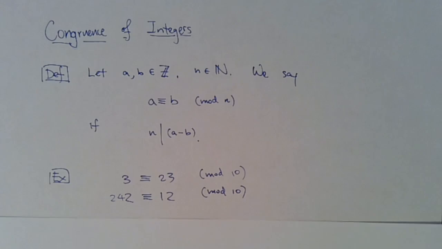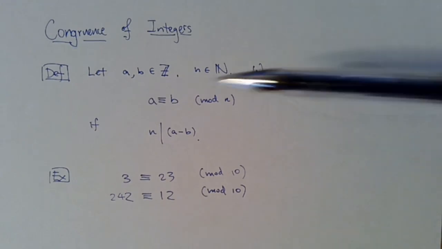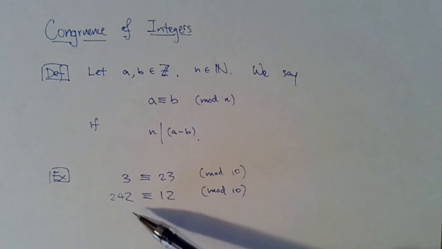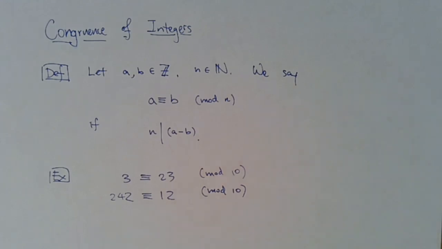Now, one way to think about it is that when divided by 10, the remainders are the same. So here the remainders are 3, and here the remainders are 2. So you can think of modular arithmetic as looking at remainders. A very common example is clock arithmetic. When you add 5 hours to 8 o'clock, then you get 1 o'clock. So you wrap around mod 12.